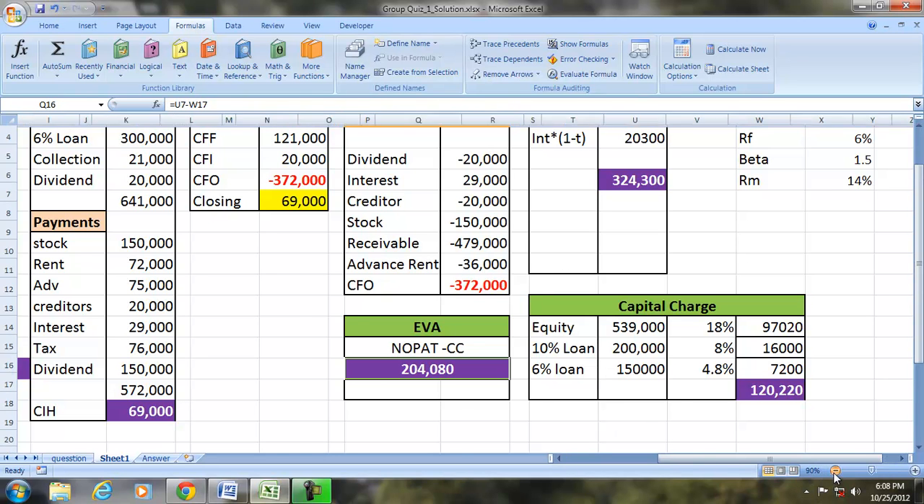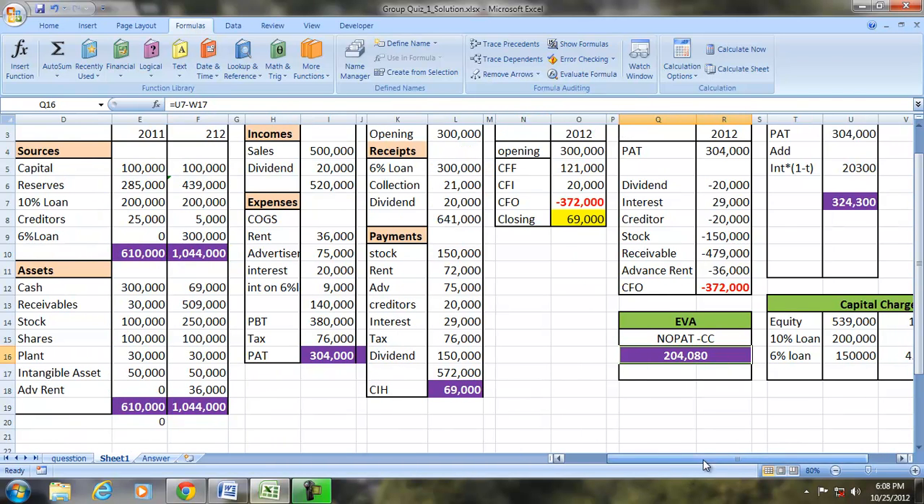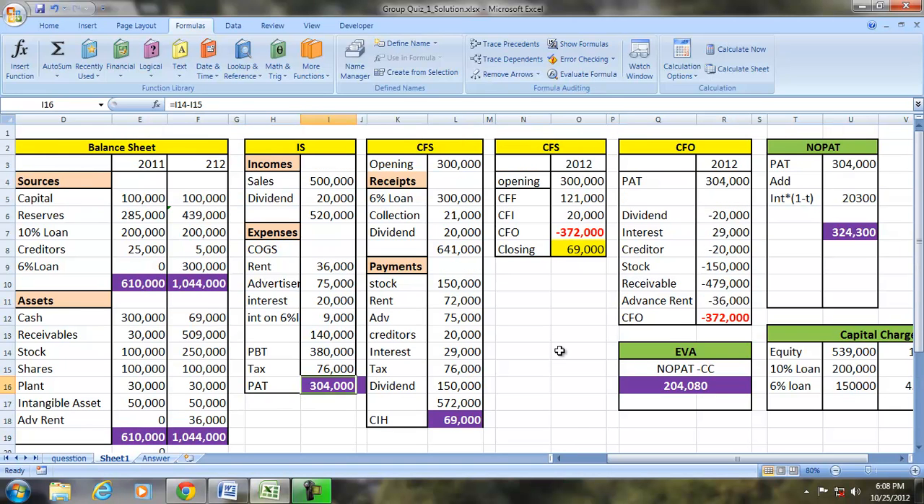With the information given here, we can say that the firm has an accounting profit of 304,000, but the firm is not able to create cash flow from operation, so it is negative. But the firm is also making an economic value added, a positive EVA. That means it is generating wealth for the shareholders. However, the concern is about the negative CFO. A significant amount of the cash flows are in the form of negative CFO. Thank you very much.